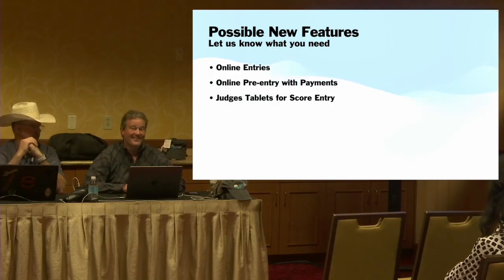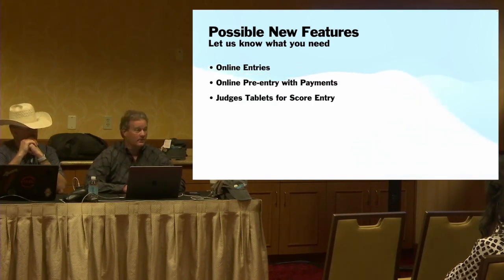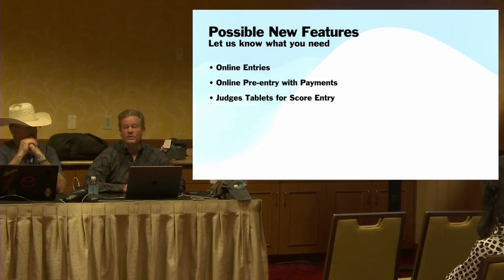So, the last thing we're considering is doing some sort of electronic judges tablets. I know they exist out there already. Some people use them. Some people hold up fingers, use walkie-talkies, whatever. But if there's enough of a need and it makes sense, we could look at doing something that would tie directly into equinal so that the score goes right through.